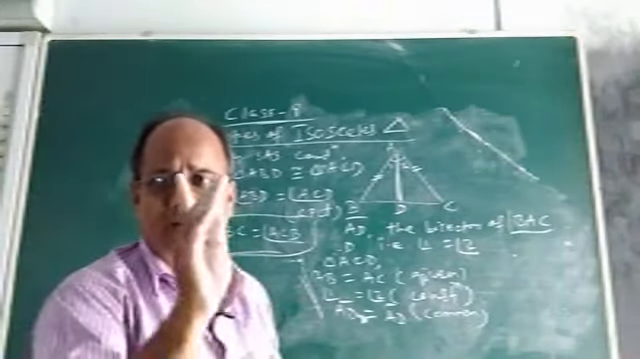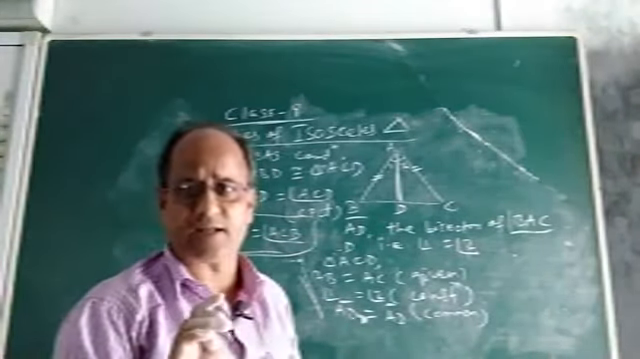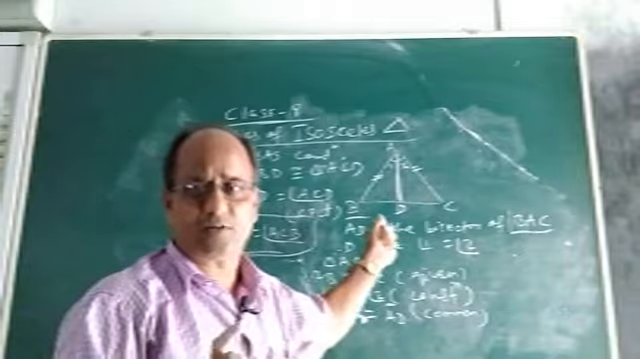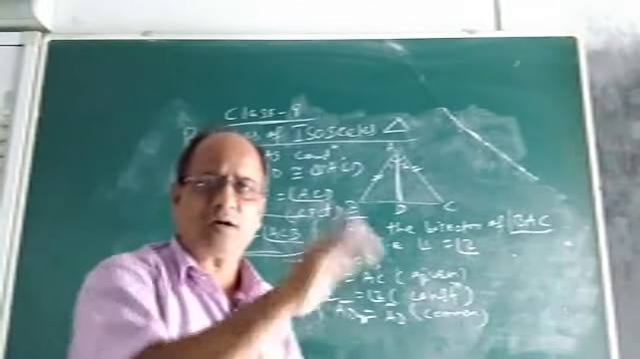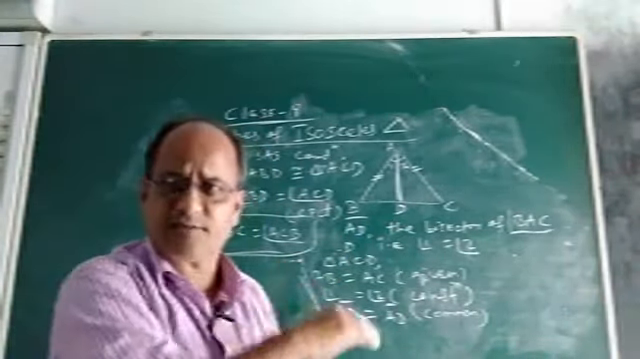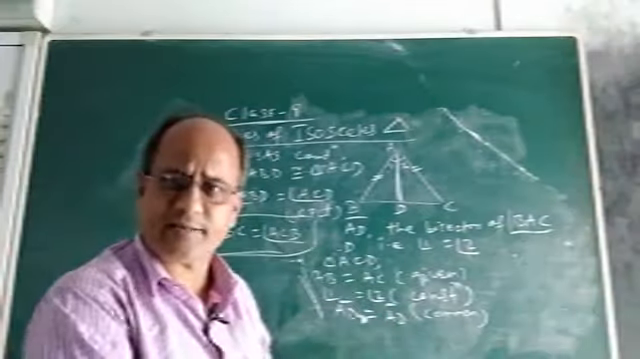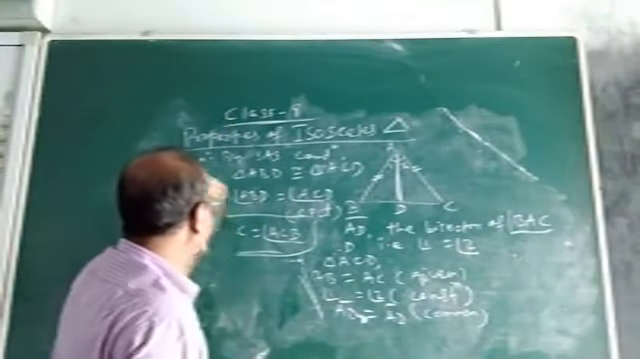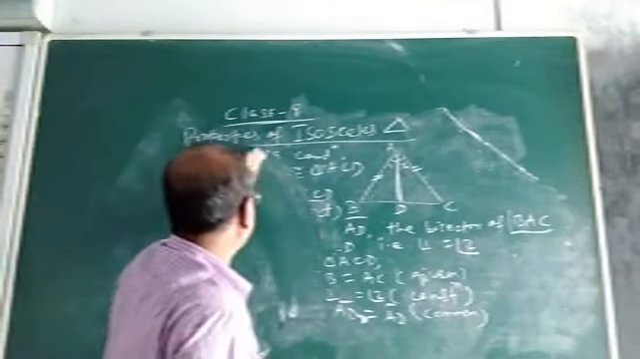Okay. So this is one of the important properties of isosceles triangle. Because here triangle ABC is isosceles. Now what about the converse? Whether the converse of this property will be true or not? Let us investigate the converse of this property.